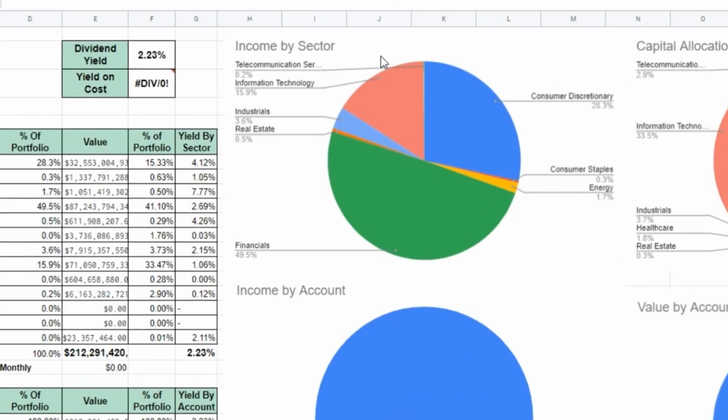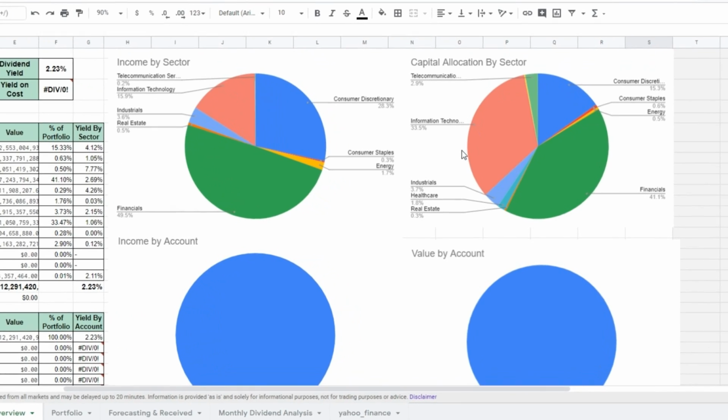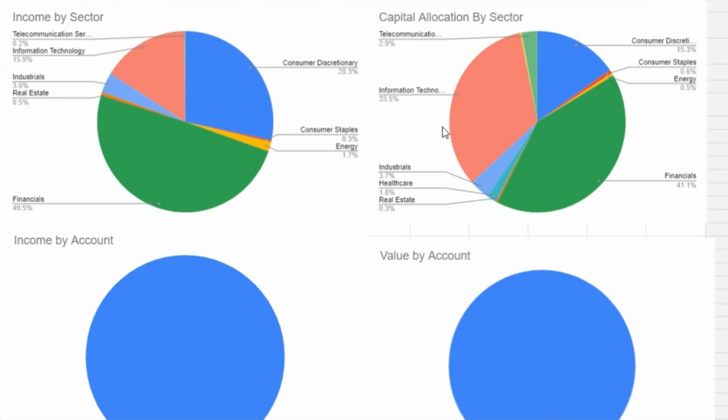Speaking of information technology and Apple, it's about 33.5% of the total portfolio value, but only about 16% of the actual income that's coming in. That is obviously outweighed by the financials, which we already talked about, as well as consumer discretionary.